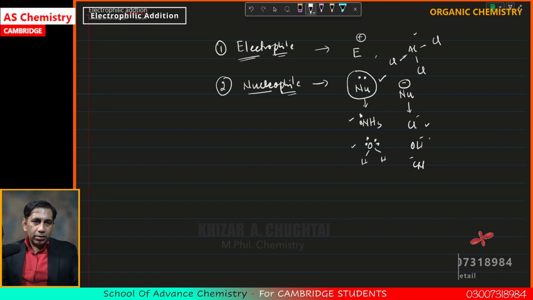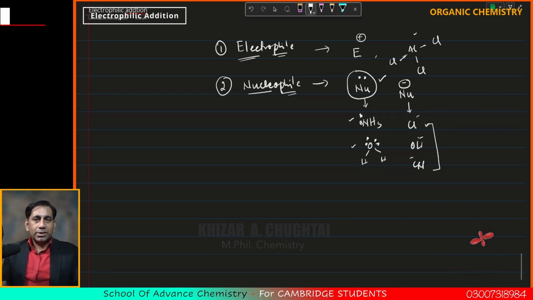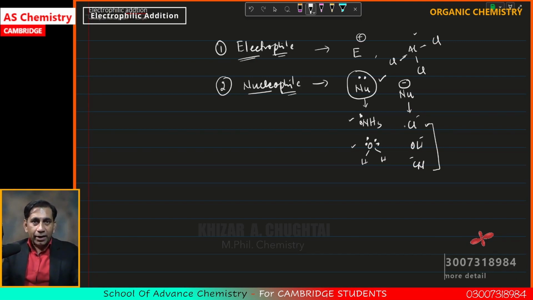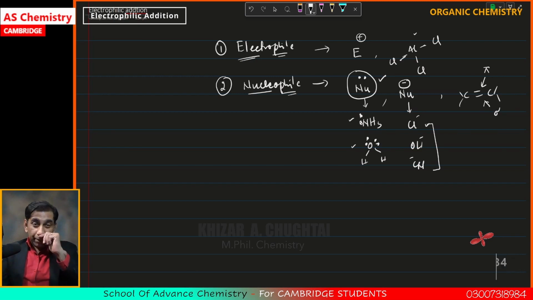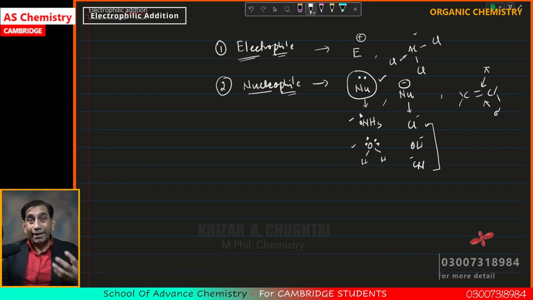These three, Cl negative ion, OH negative ion, and CN negative ion, all have negative charges and act as nucleophiles. So any species that has a lone pair is going to act as a nucleophile. Any species that has a negative charge, any anion, can act as a nucleophile. And in addition to that, all carbon-carbon double bonds are going to act as nucleophiles. A carbon-carbon double bond has one pi bond and one sigma bond. So the pi bond of the double bond is going to act as a nucleophile.